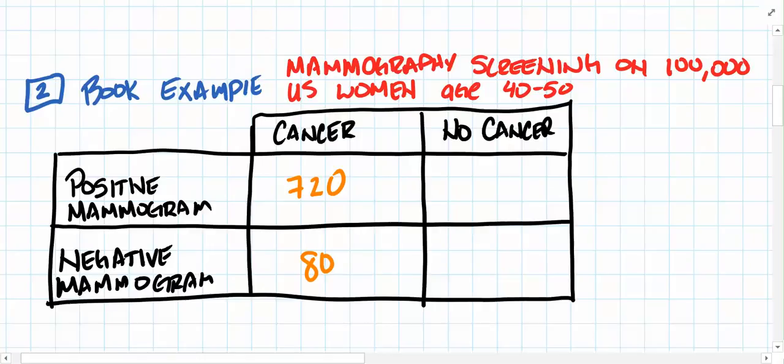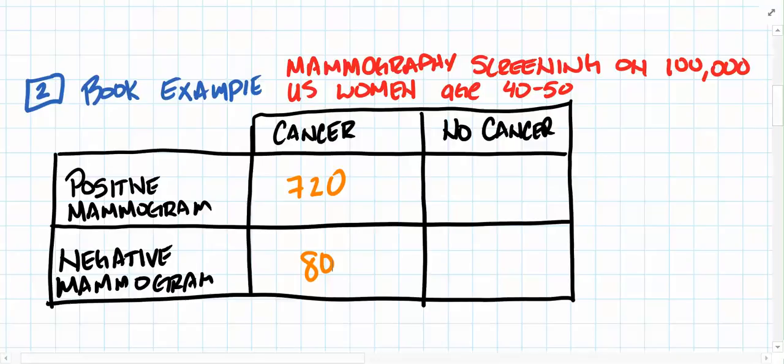Of the positive mammograms, 720 had cancer, so the mammogram test would indicate more likely to have cancer than not. But of the 100,000, 80 of them had a negative mammogram, but they still had cancer. Does that make sense? This is a real life example, so some of the terminology we might not be familiar with.